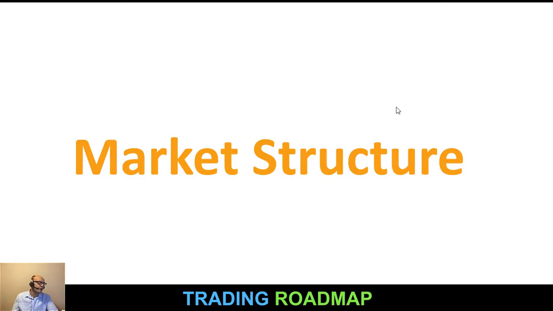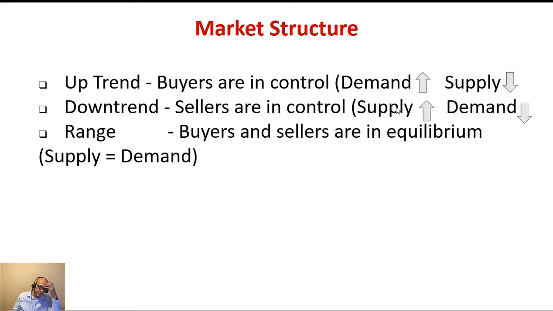So let's start with the market structure, which we're going to talk about today. There are three possible things that are going to happen. The price is going to go up, or the price is going to go down, or it's going to go sideways. And as most of the statistics say, 60 to 70% of the time price is just in a range. But what exactly do we mean by uptrend, downtrend, and range? All you need to understand about the uptrend is that the buyers are in control.